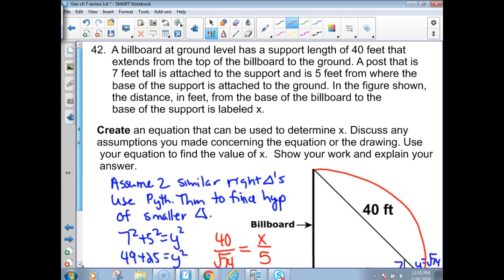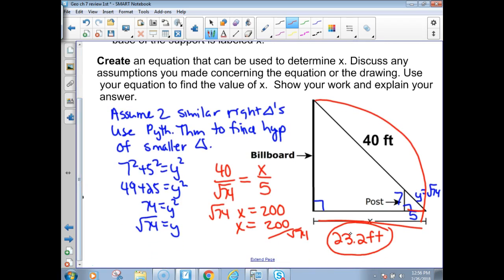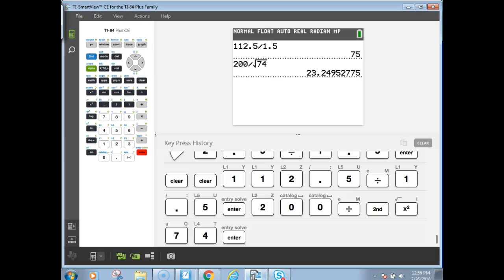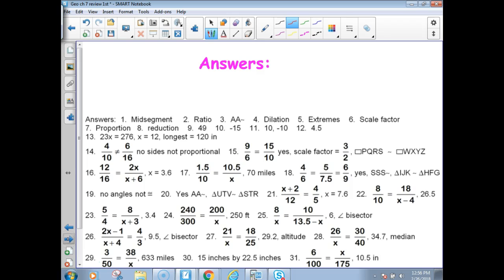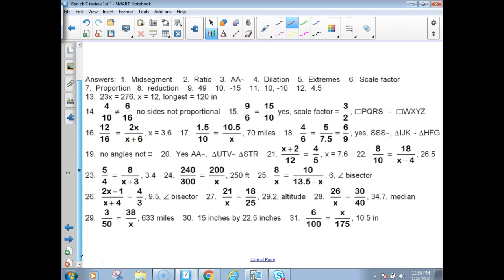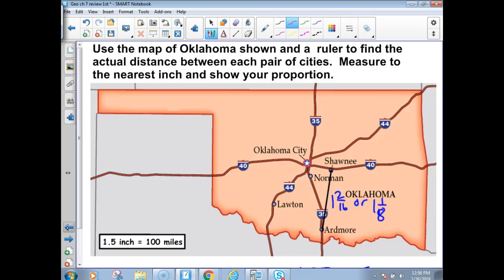This was number 42. It says 23.25 feet in the back on the answer key, and that's probably because I did not round. Let's see, 23.24 to the nearest hundredth, 23.25 if I left the decimal out to two places. And if you rounded the square root of 74 to 8.6, then you would have gotten 23.25. All right, and these are the answers that you should be checking and working through the problems on your own.